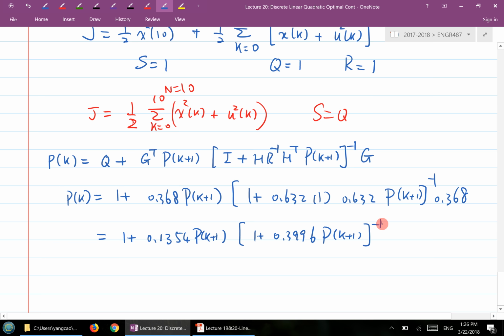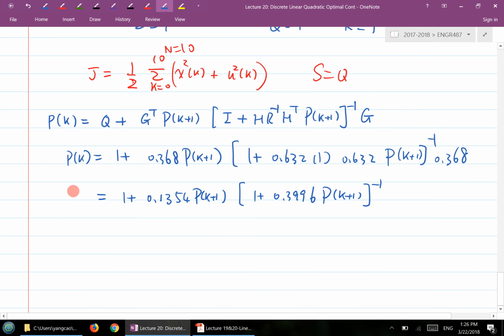So now we're ready to solve for these things here. I'm going to start with P of 10, because n equals 10, the last step. In the last step, P equals S, which is 1. Then I'll solve for P of 9, plugging P of 10 in over here.